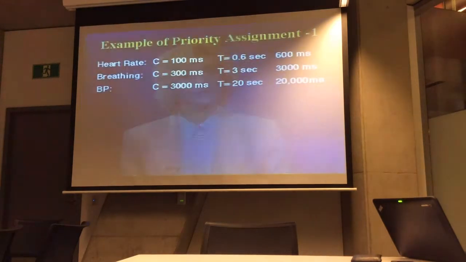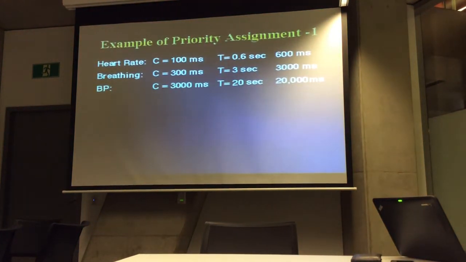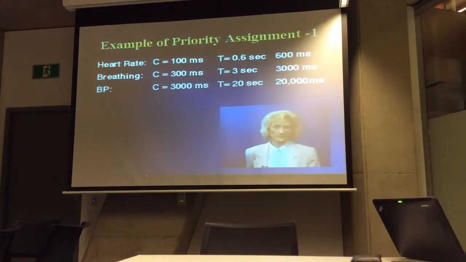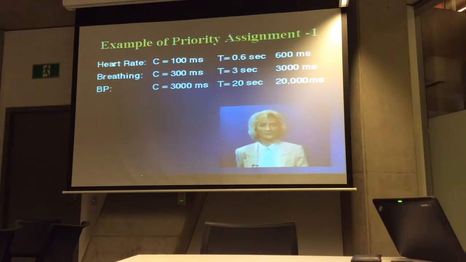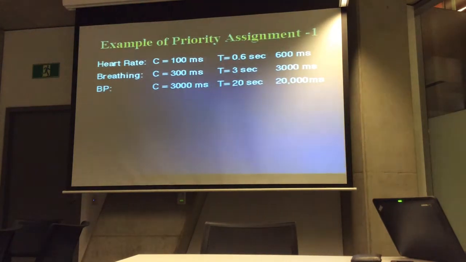Let's look at that surgery monitor with some hypothetical values. Task 1 is the heart rate. Suppose it takes 100 milliseconds to measure. If its frequency is 100 times a minute, the period is 600 milliseconds. Task 2 measures breathing and takes 300 milliseconds to execute. Its frequency is 30 times a minute, which is a period of 3 seconds or 3,000 milliseconds. Task 3 checks blood pressure for 3,000 milliseconds every 20,000 milliseconds.